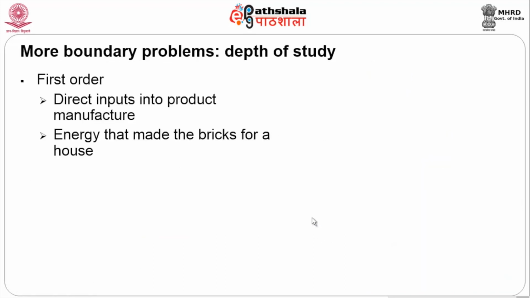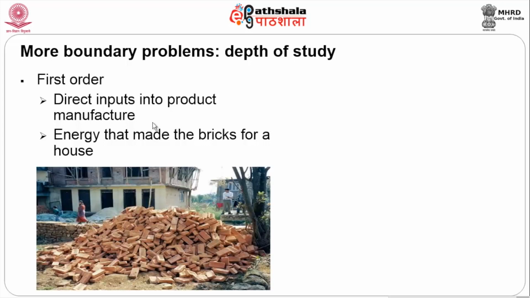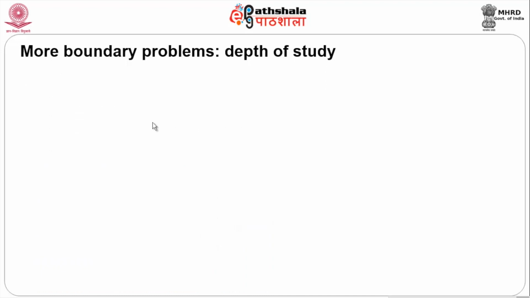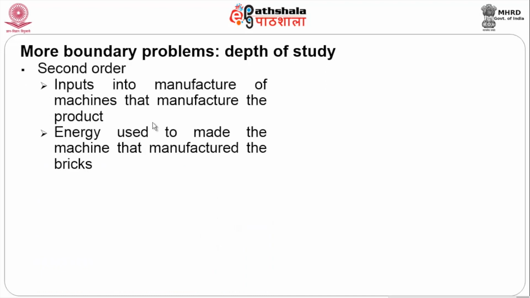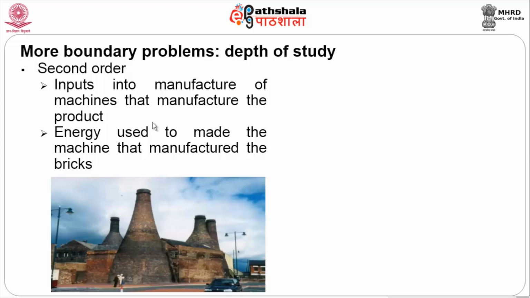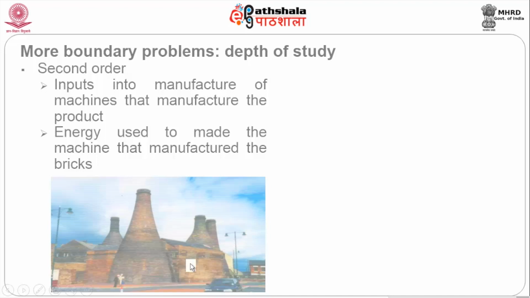The depth of the study includes direct inputs needed in the manufacturing process. For example, we can look at bricks which are used for a house. How much energy is needed in the manufacturing of the bricks? Second, inputs of the manufacturing machines in the product, and the energy used by the companies during the production of the bricks.